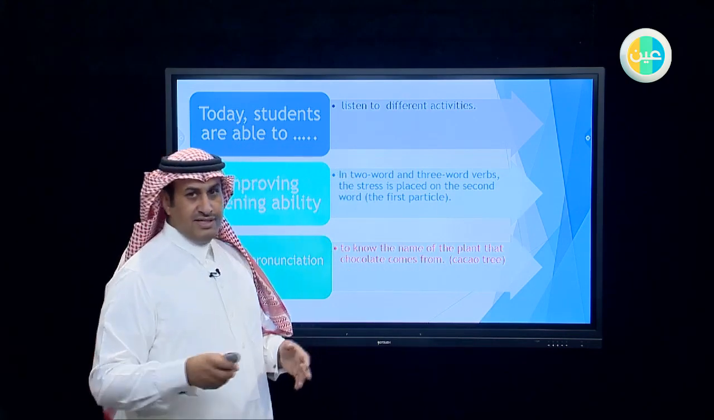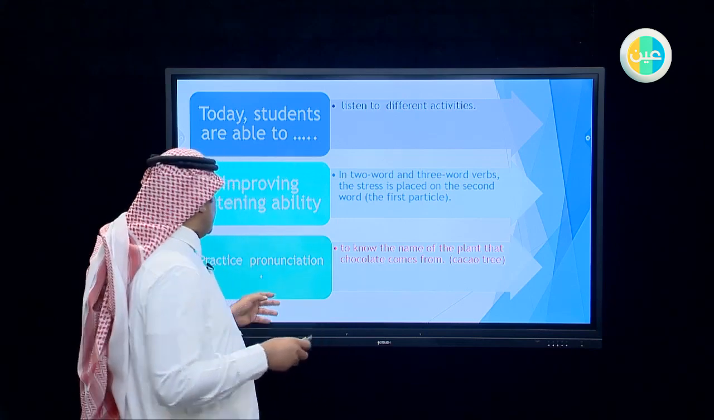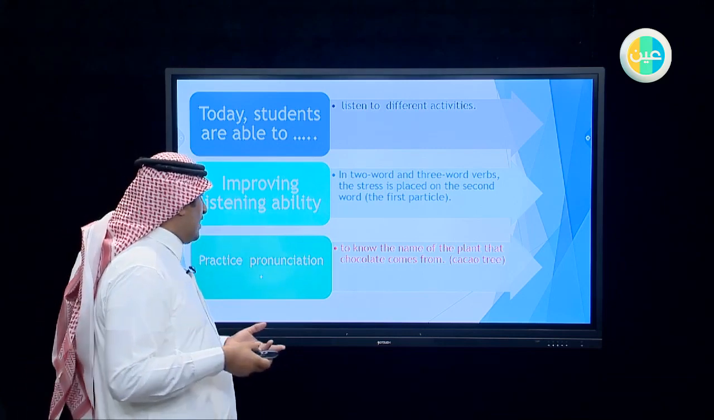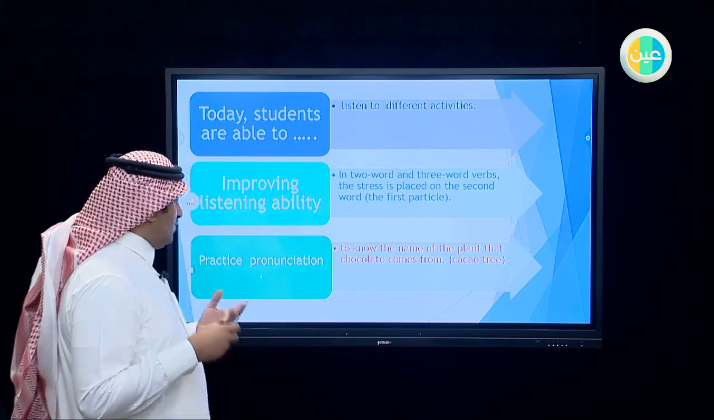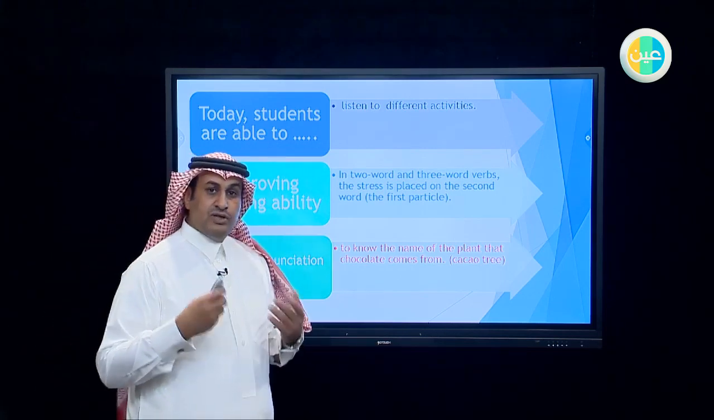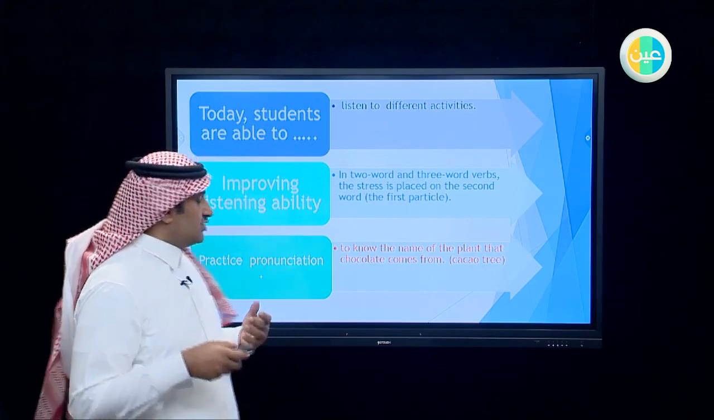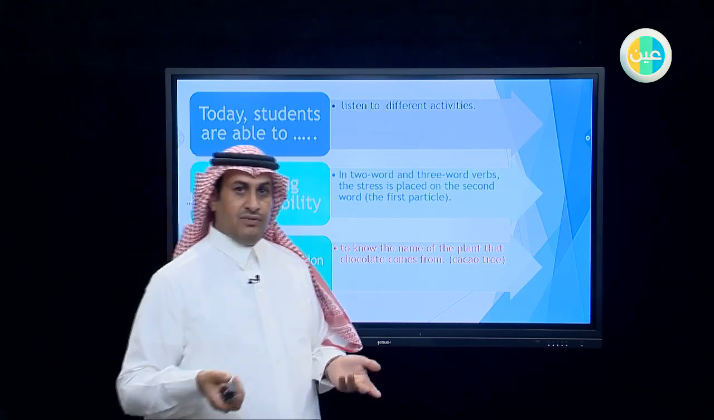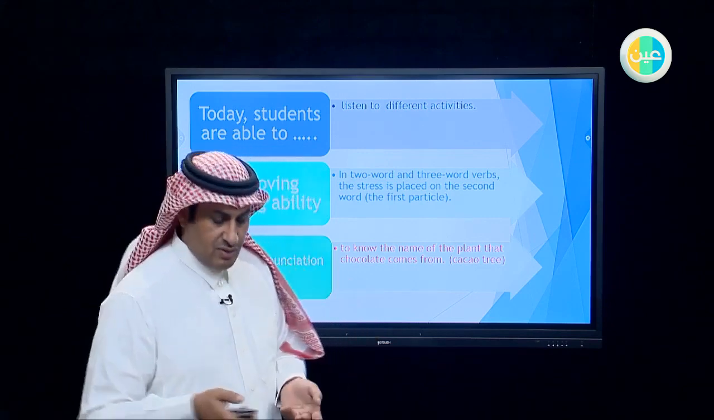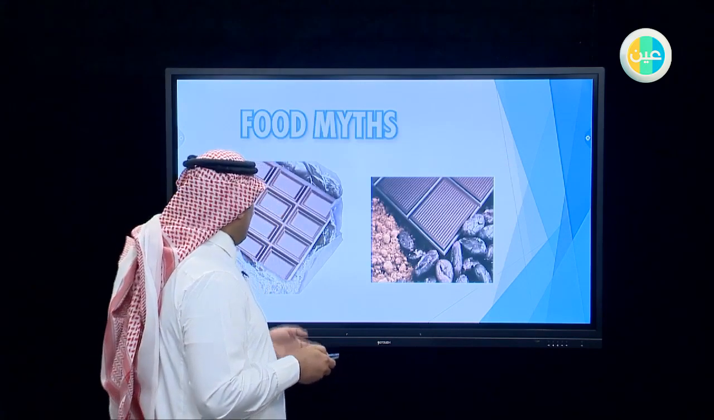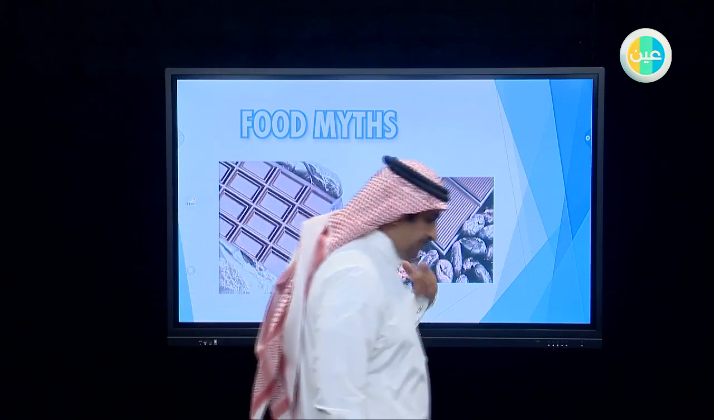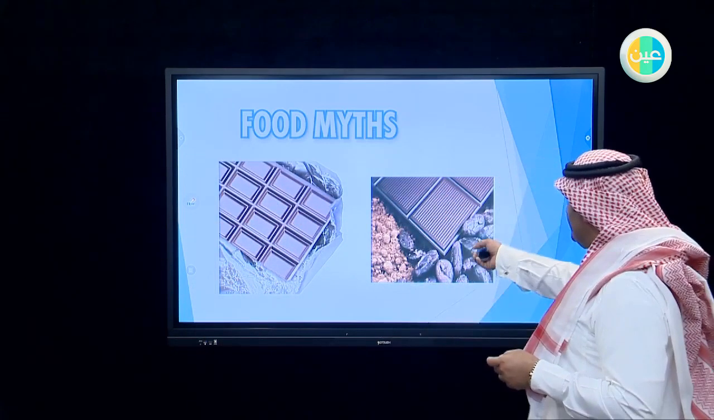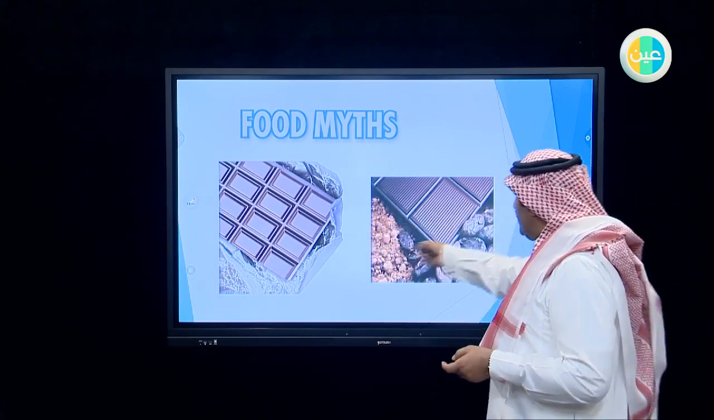At the end of this lesson, we are also going to practice pronunciation. Also, the students are able to learn where chocolate or dark chocolate comes from. What is the cocoa tree? By the way, here we have these pictures. What can you see? What is that picture?